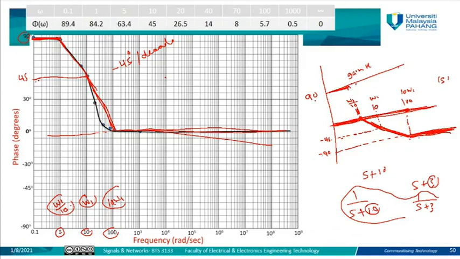Other questions? For Bode plot questions, either in the test or in the final, you have 2 types. Either I give you the transfer function and ask you to draw the Bode plot, or I give you the Bode plot and ask you to write the transfer function, like in the assignment case.